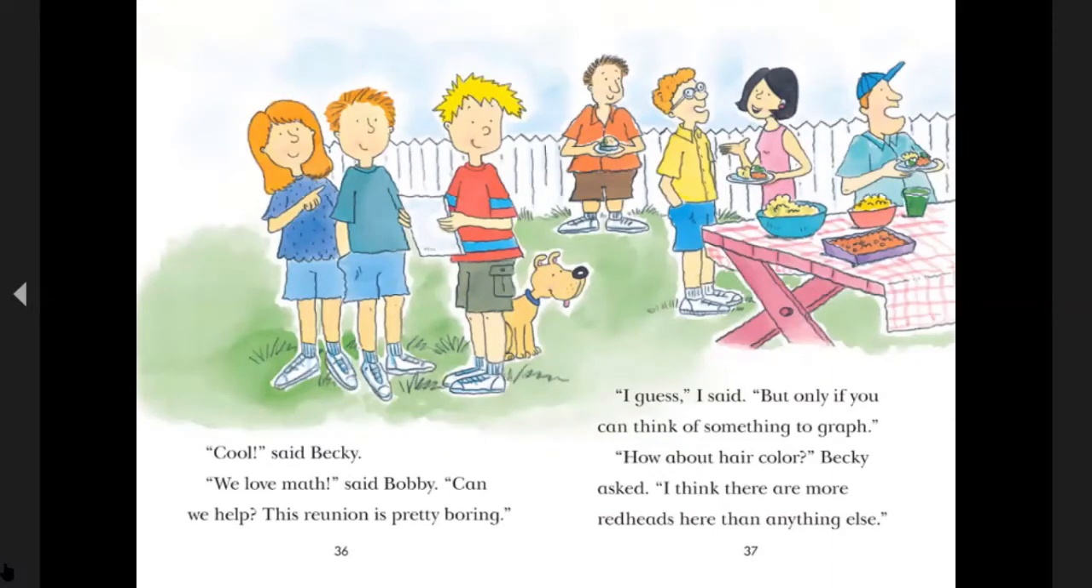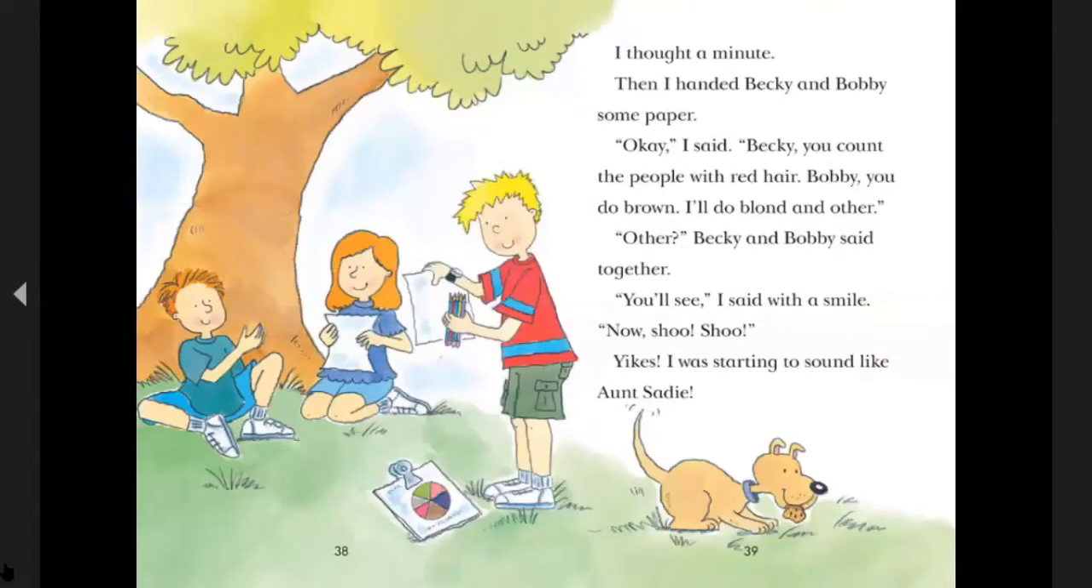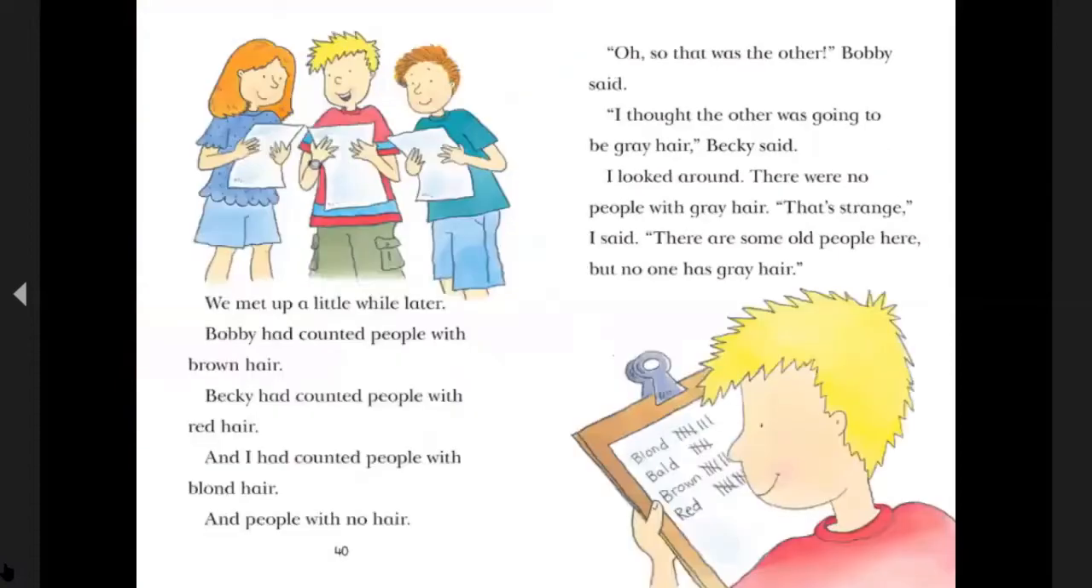"I guess," I said, "but only if you can think of something to graph." "How about hair color?" Becky asked. "I think there are more redheads here than anything else." I thought a minute. Then I handed Becky and Bobby some paper. "Okay," I said. "Becky, you count the people with red hair. Bobby, you do brown. I'll do blonde and other." "Other?" Becky and Bobby said together. "You'll see," I said with a smile. "Now, shoo, shoo." Yikes. I was starting to sound like Aunt Sadie.